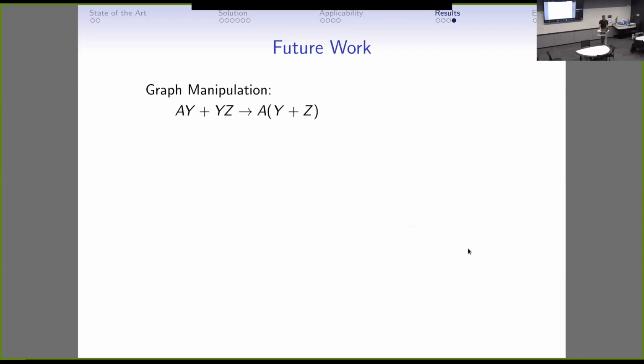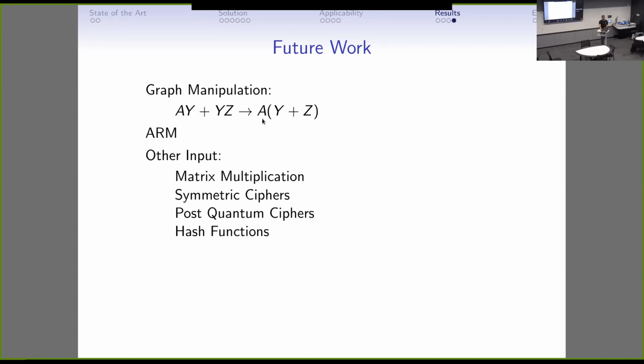Let's do a bit of the future work. We could also try to manipulate the data flow graph itself. So if we have something like AY plus YZ, we might as well add these two together first and then multiply by A, which may or may not be beneficial, but that's also quite complex. As I said, this project could target ARM in the future, or we could look at different input, like matrix multiplication, which is often used on graphics cards and in neural networks and artificial intelligence and stuff like that.